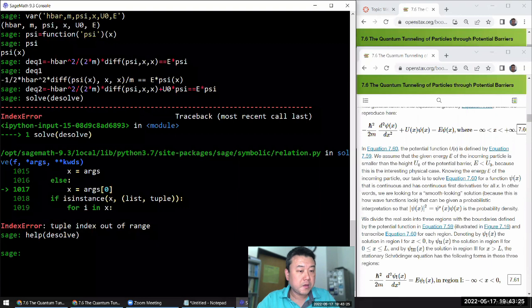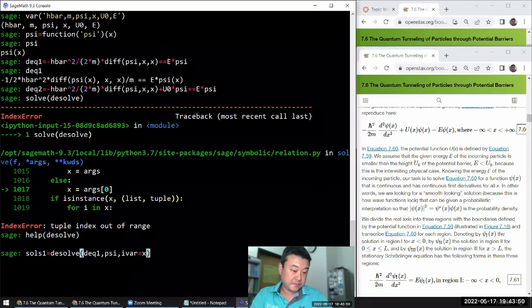Okay, I think I have enough. So the solution in region 1 should be: solve this differential equation, differential equation 1, and we are solving for psi, with no initial conditions, and my independent variable is x.